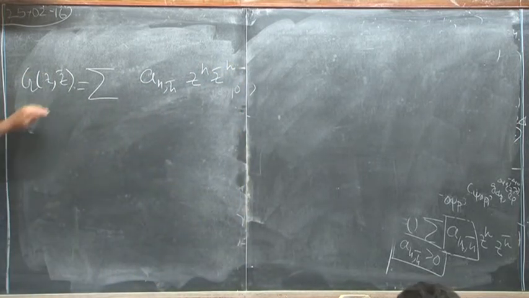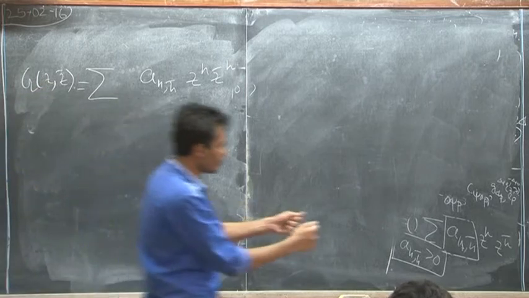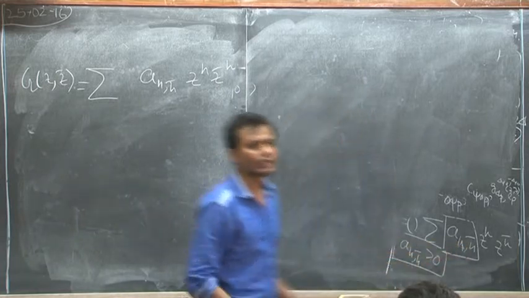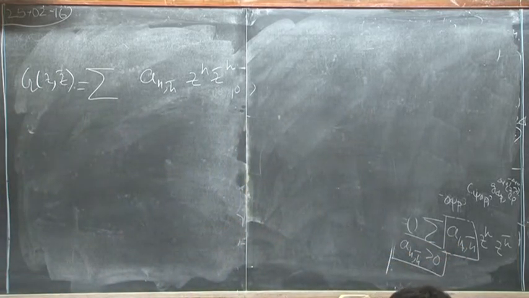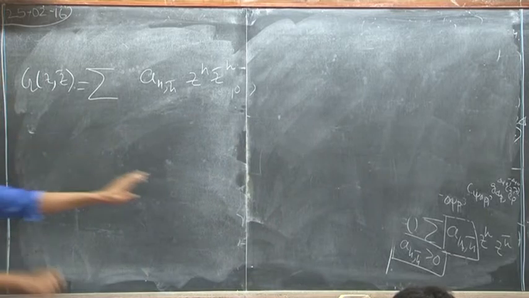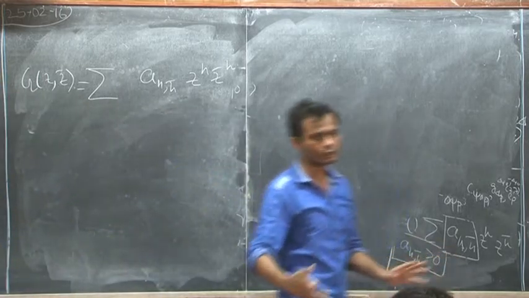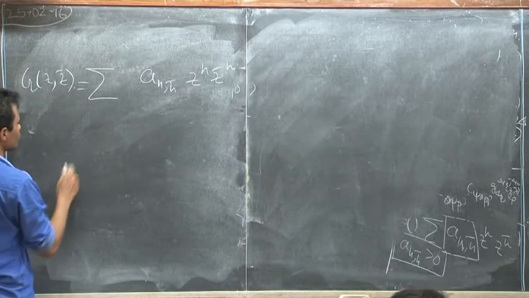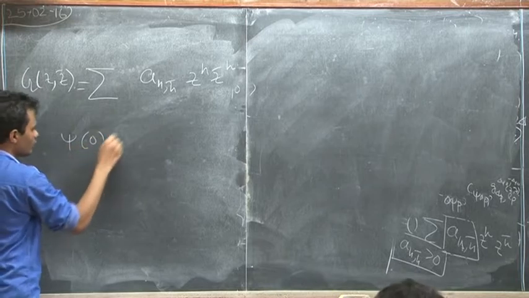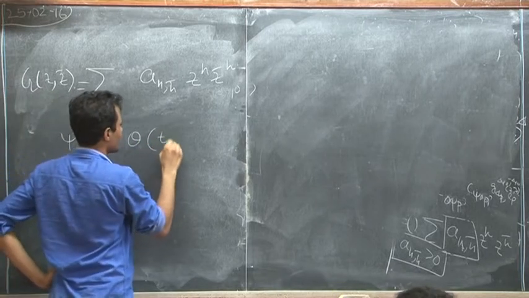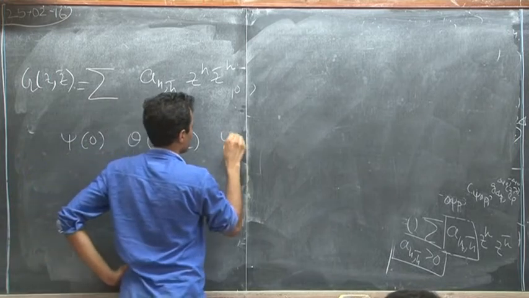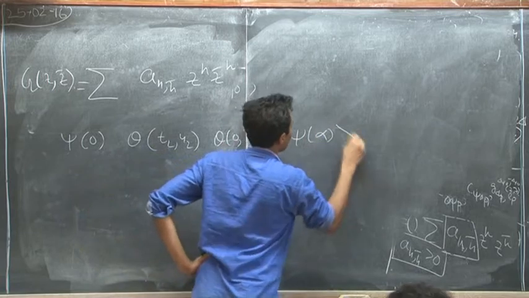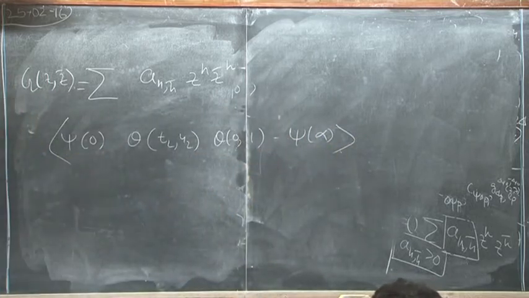Now, you see that although I required reflection positivity to ensure that these are positive, now I can go away from reflection positive points and choose my points. But because I have already argued that these are positive, I can still use that. Okay? So the configuration that I am going to use is again psi at 0, theta at tau 2, y2, and theta at 0, 1, and psi at infinity. This is the configuration again I am going to use for the computation.